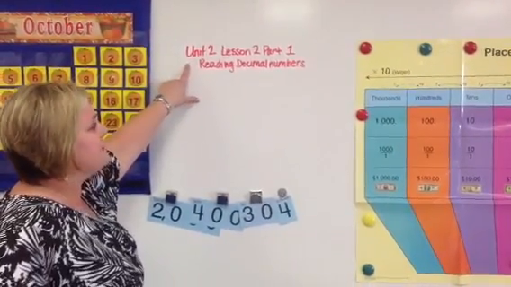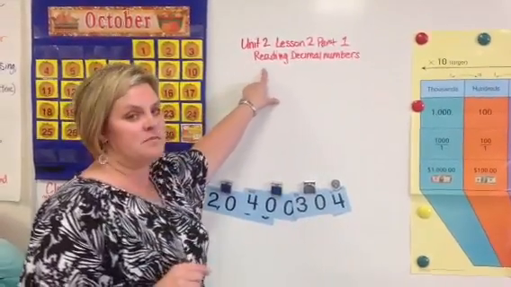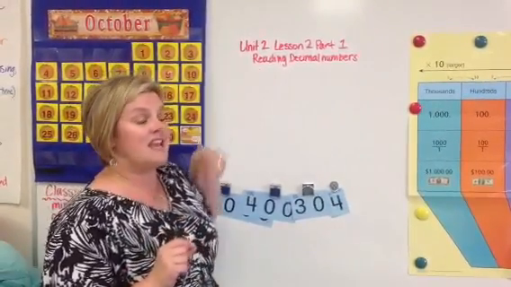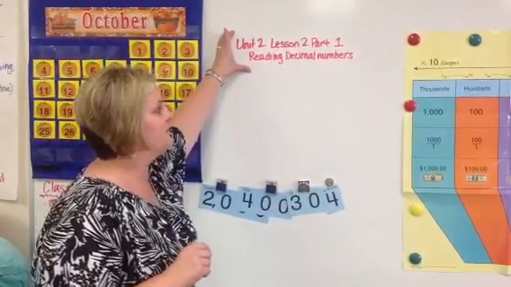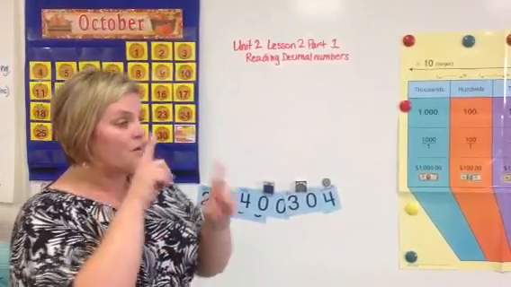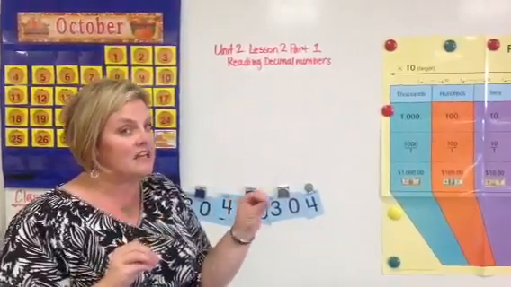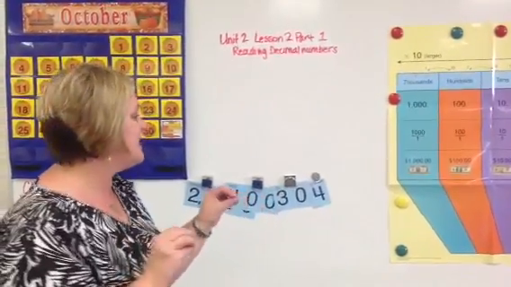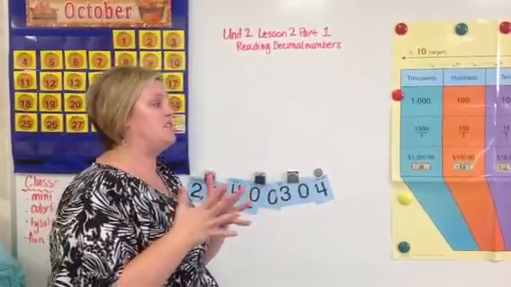Today is Unit 2, Lesson 2, Part 1. We're going to be reading decimal numbers today. Make sure that when you're taking your notes tonight that this is somewhere on a clean page for your reference. This is Part 1 of a 2-part series, and all we're going to be doing is reading. So I might be talking a little fast because it's been one of those days. Remember that you can always pause it, rewind it, watch it again, do whatever you need to do.